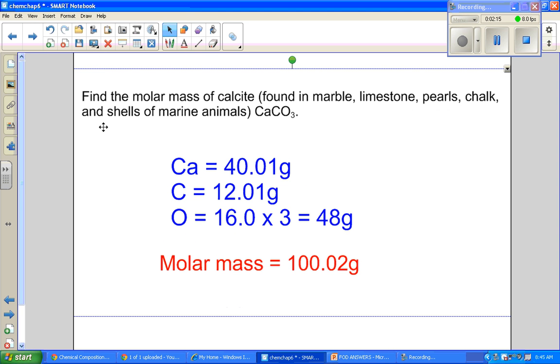Okay, and finally we have calcite, which is found in marble, limestone, pearls, chalk, and shells of marine animals. So it's a white substance. Formula is CaCO3. Ca is calcium. If you look it up, it's 40.01 grams. Carbon, 12.01 grams. Oxygen, remember, is 15.9, but we round it to 16. You have 3 of them in the formula, so that comes out to 48 grams. The total molar mass is 100.02 grams.